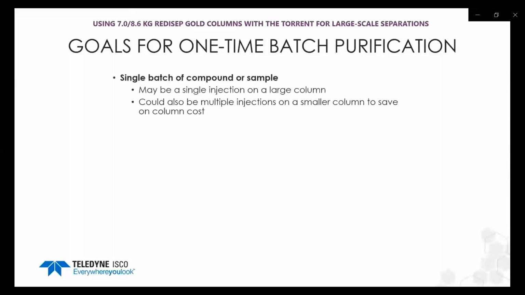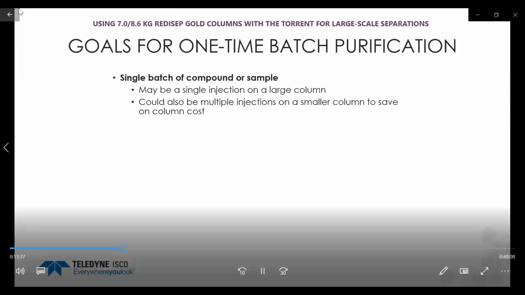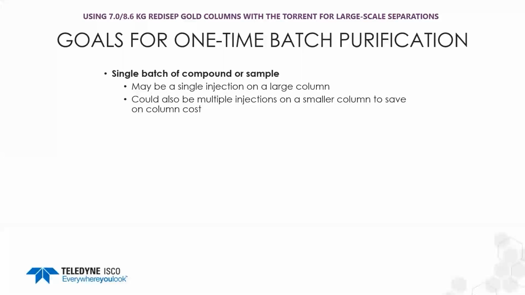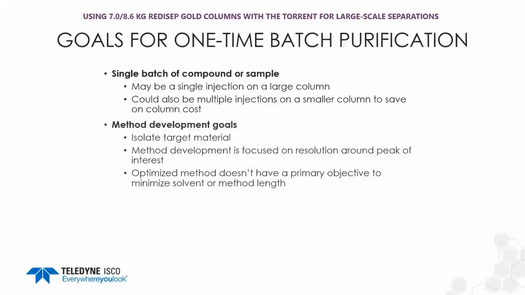So the first case is we're going to consider just a one-time batch purification. We've got a compound that's come in, and we just need to do a purification one time to move on to the next step. So we've got a single batch of compound. This could be a single injection on a large column. This could also be multiple injections on a smaller column to save on our column cost.